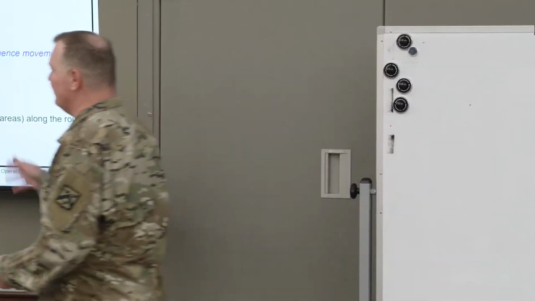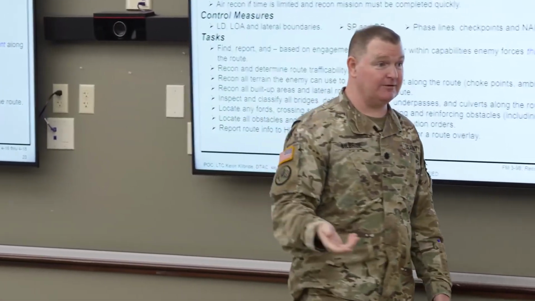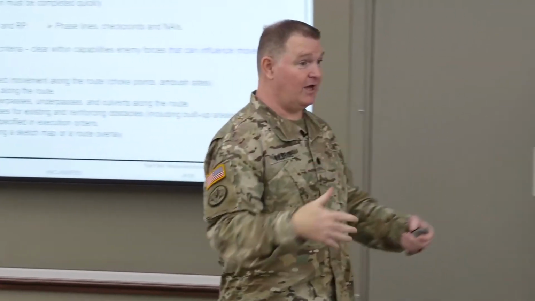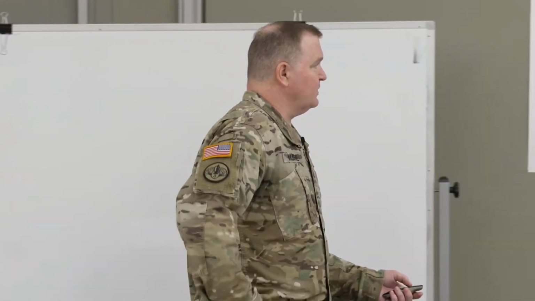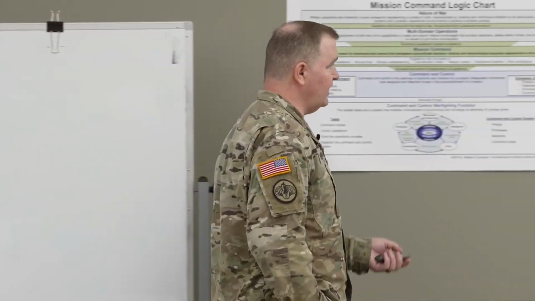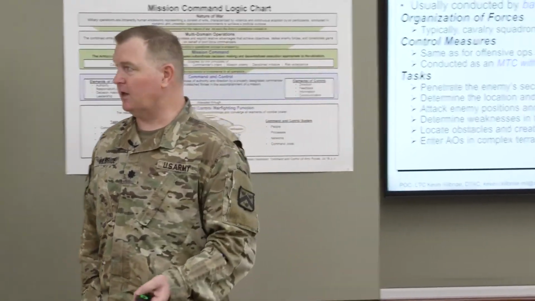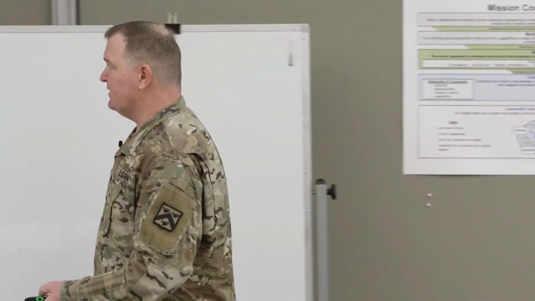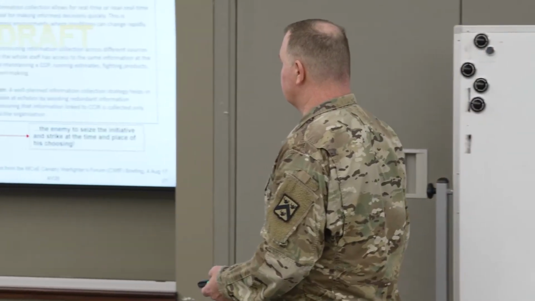Okay, so the route. Just pay attention to some of the control measures. Okay, so you still have graphic control measures within reconnaissance security operations. We talked about this: gain information about the enemy, not the terrain. I'm only focused on the enemy. Not typically done. We're going to get into this in the PE.